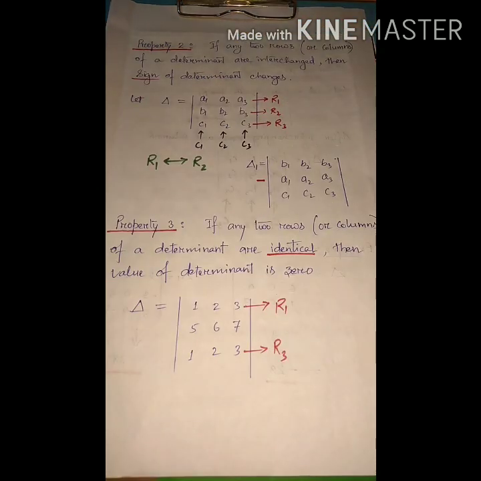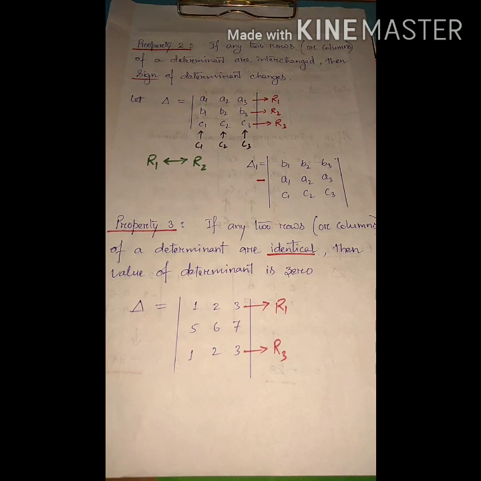Next one is property number 3, and the meaning of the property number 3, the statement, if any two rows or columns of a determinant are identical. So here the meaning identical. So identical means if any two rows or any two columns are exactly same. The meaning of identical is this one.